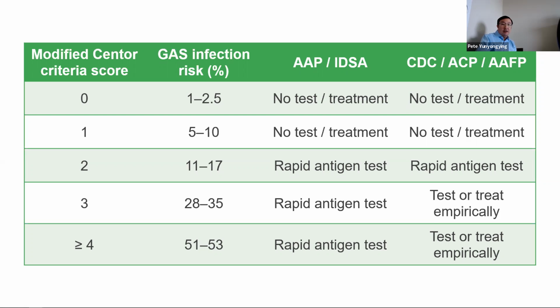In this case, we know that using the modified Centaur criteria allows us to take an educated guess about the need for further testing versus the value of empiric antibiotics. It doesn't tell us definitively what the diagnosis is. However, it gives us enough information to act quickly.